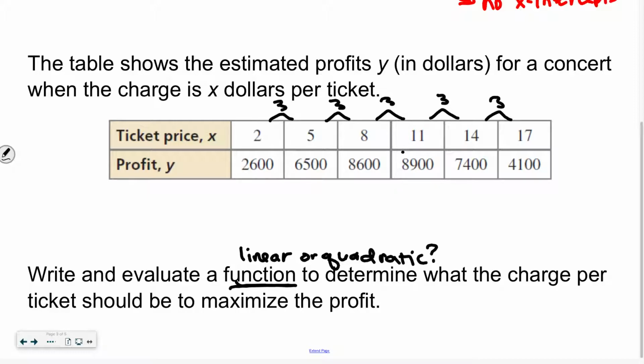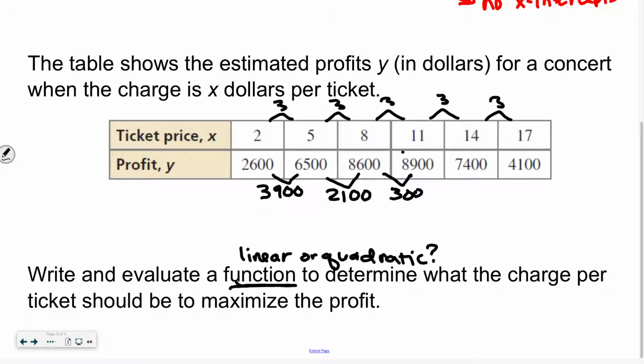So now let's look at the differences in the y's. So 6,500 minus 2,600, that's what, 3,900? Somebody's got to check my math for me. You all have calculators. I'm doing it in my head. 6,500 minus 2,600? 3,900? 8,600 minus 6,500, let's see, is that 2,100? 8,900 minus 8,600, that's 300. I mean, obviously, can you see it is not linear?